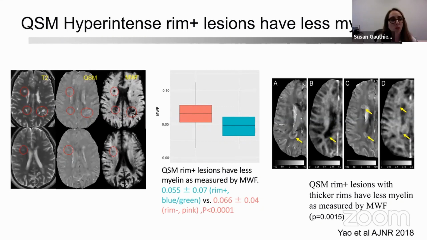So part of our in vitro validation that we are detecting chronic active lesions, we combine this with our myelin imaging. We do myelin water fraction imaging. And here is QSM, myelin water fraction. In these rim positive lesions, as compared to rim negative lesions, those with a rim had lower myelin water fraction, meaning there's more tissue damage. And that's what you would expect from a chronic active MS lesion. This is work that Sandra collaborated with. We also saw that those lesions with a thicker QSM rim had more myelin damage.